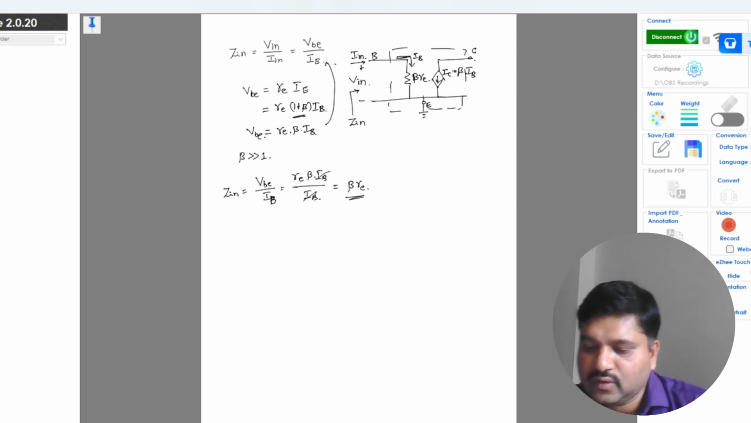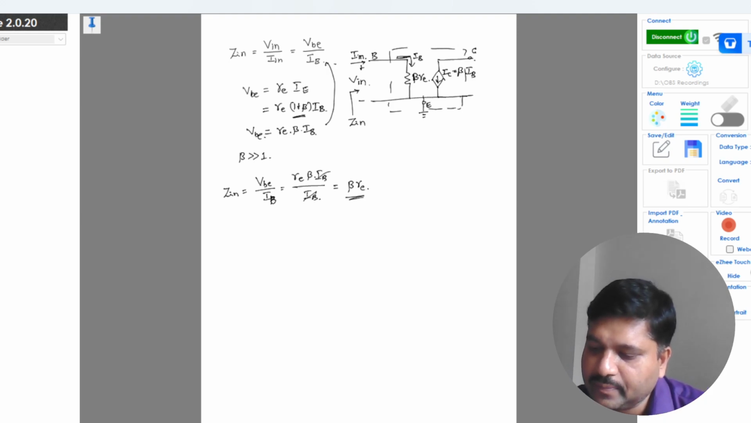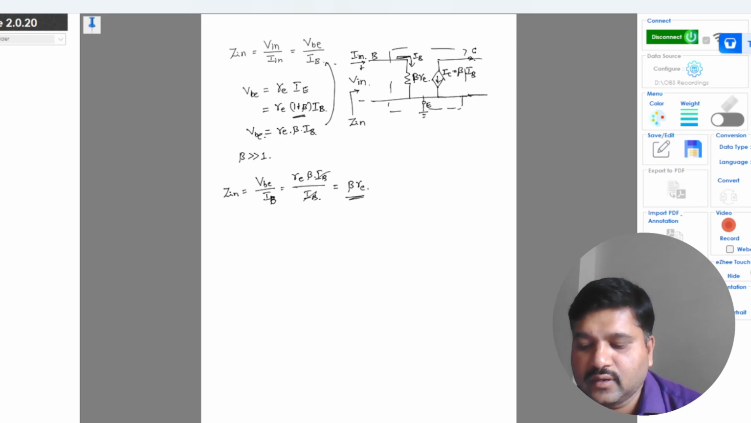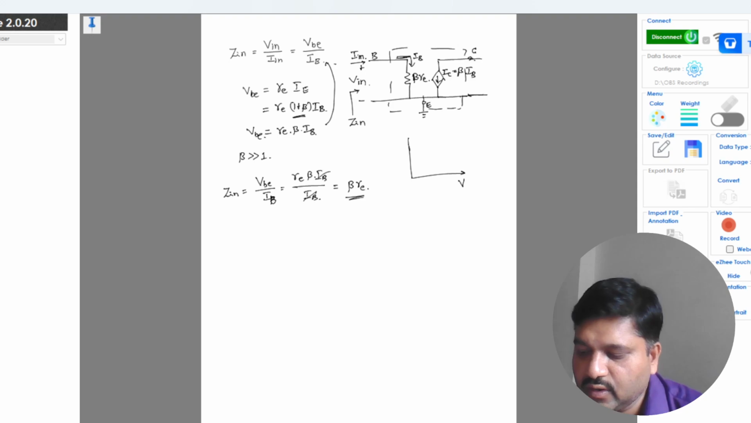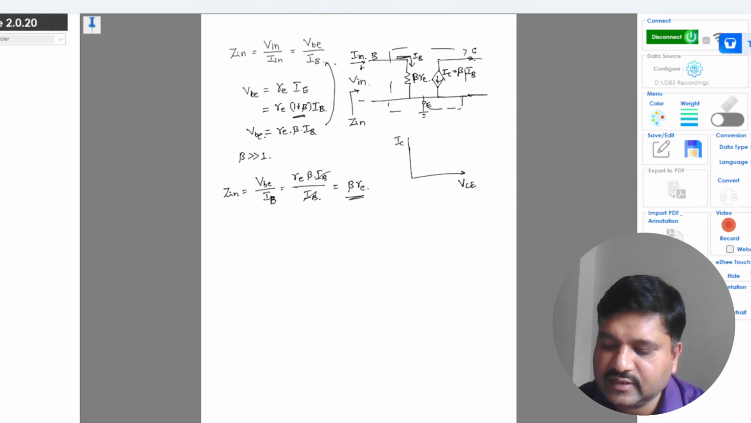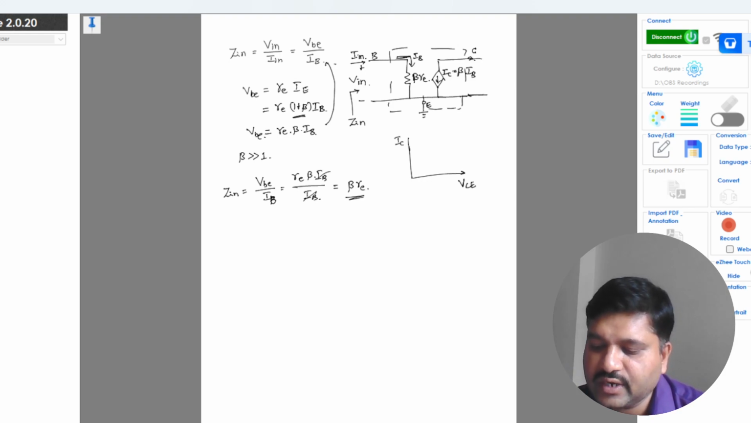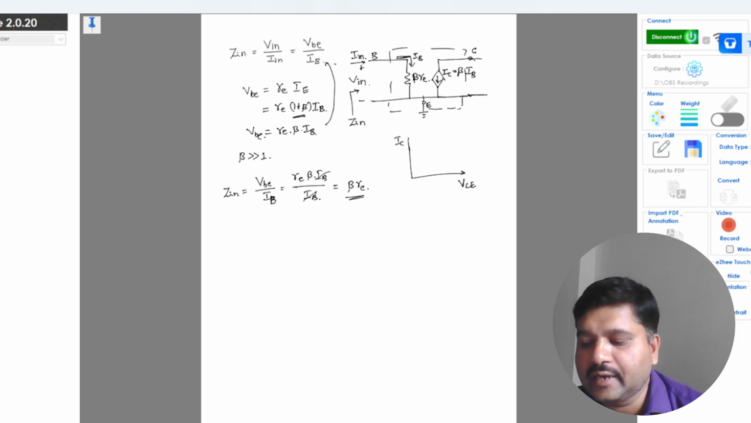Now this is my input impedance, and we can also find the output impedance by knowing the output characteristics of the BJT, which we plot across VCE, which is my output voltage, and IC, which is my output current. For a constant value of input current IB, I will plot IC against VCE, which initially varies proportionally to VCE, and then becomes constant. So this is for a constant IB.